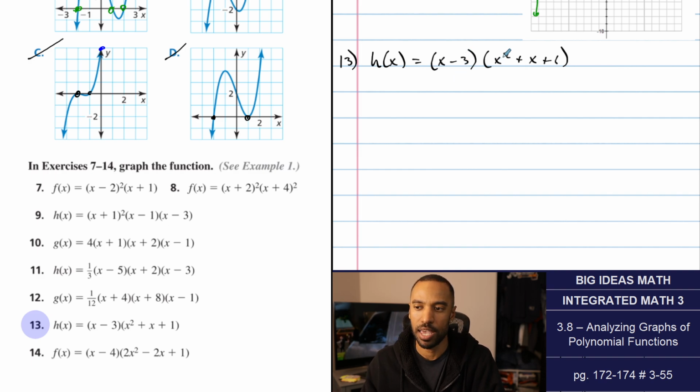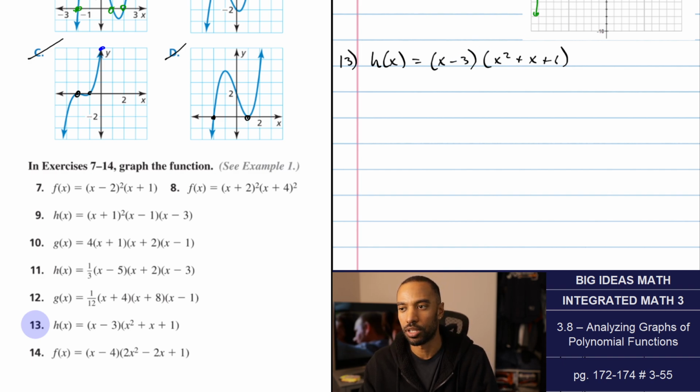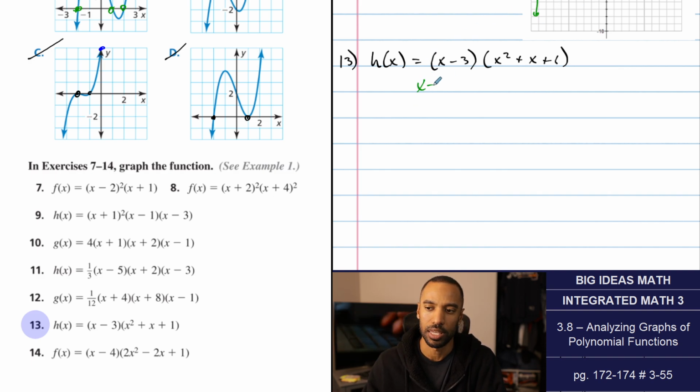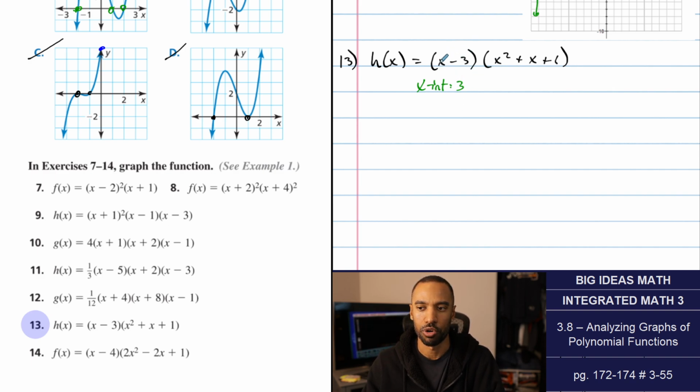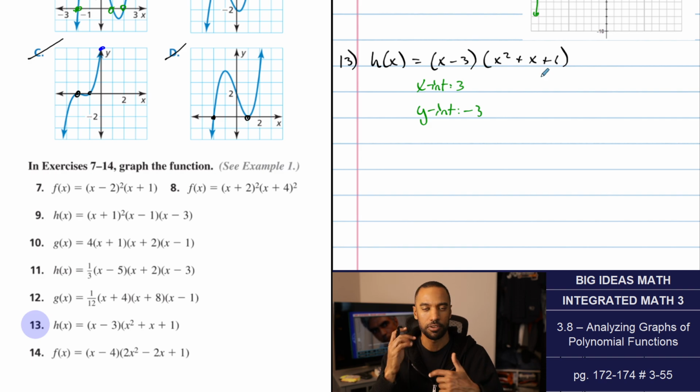Now, x times x squared is still an x cubed as far as the leading term. It's still a cubic, still a leading coefficient of positive 1. But the only x-intercept that's truly here is 3. Now, the y-intercept, we can still plug in 0 for x. The y-intercept is negative 3 times 0 plus 0 plus 1, which is negative 3. So those are the only 2 points that I officially have.